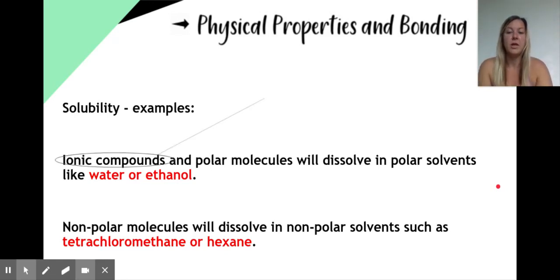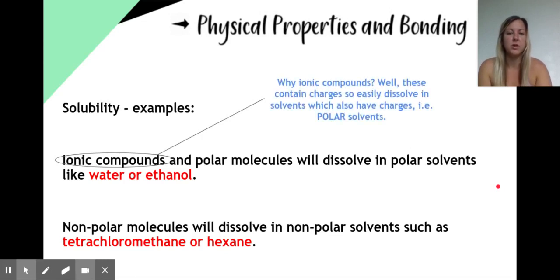You might be thinking, why have you brought in ionic compounds? Well, we have to think of ionic compounds based on what's going on inside. So they contain ions, remember? The ions are held together by ionic bonds. But these ions have charges, so they are very similar to polar molecules in that they both have charges.